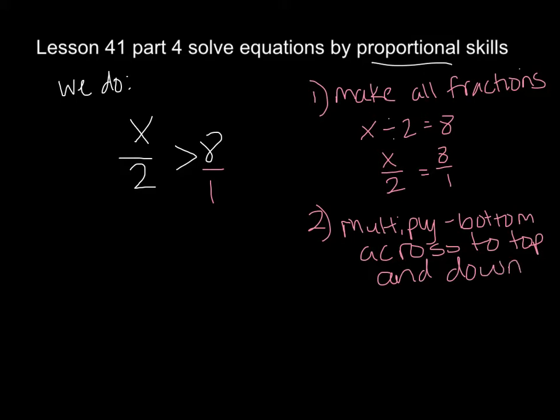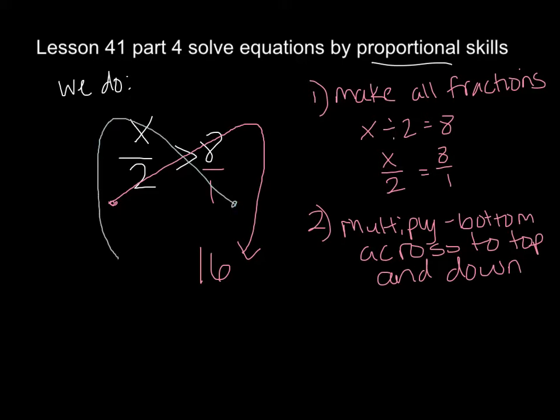We're going to go from the 2 here up across to the 8, 2 times 8, and bring it down. Your answer is 16. Then from the other side here, we're going to go 1 times x is x and bring it down.